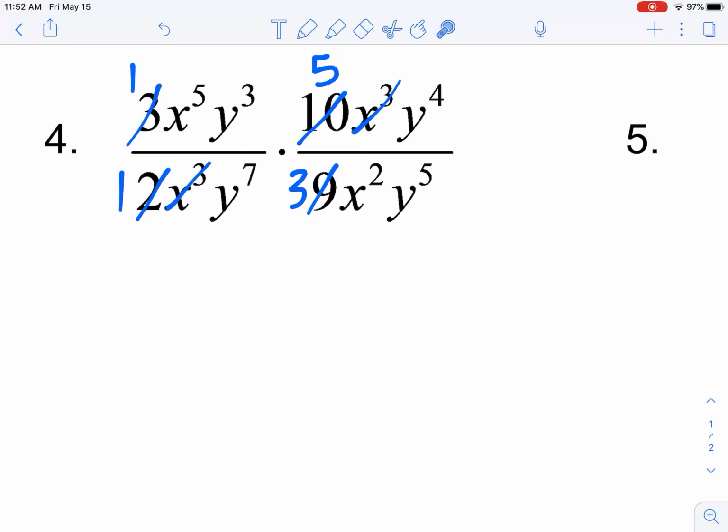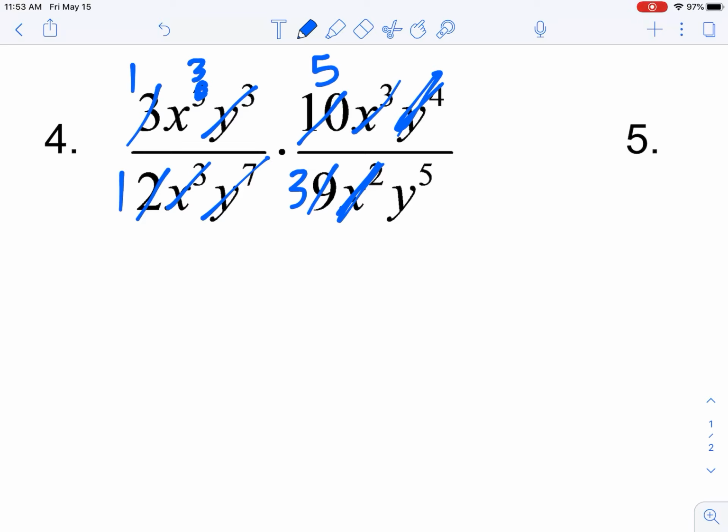We also have, let's see, we've got y to the third and y to the fourth. So that would be y to the seventh on the top. And we have a y to the seventh on the bottom. So these two can cancel out with this one. Okay. Now we have x to the fifth on the top and x to the second on the bottom. So we can subtract 5 minus 2. So that would give us 3 x to the third on the top, and this one would be gone. And that is everything I can simplify.